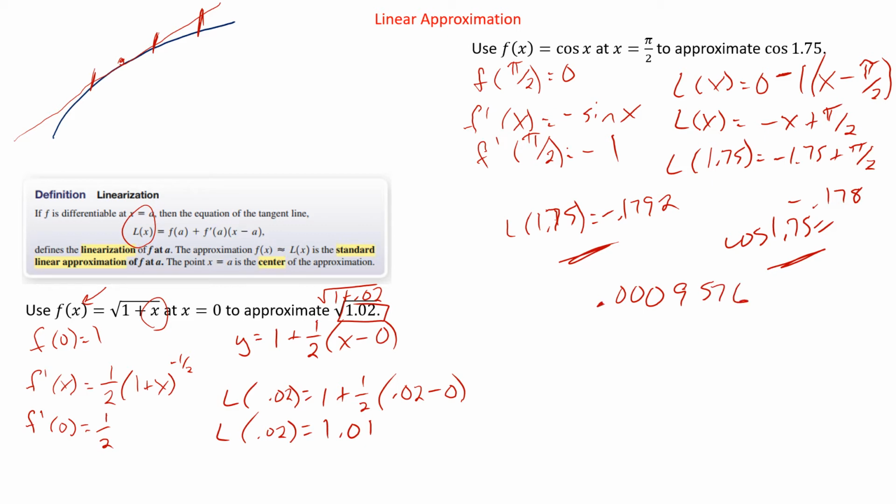So in practical applications, do we need to be closer than that? Probably not. That seems like a pretty slim margin of error. So that's how close we can get. And the 1.75 and the pi over 2 aren't even particularly close together. Pi over 2 is 1.57, so they're almost 0.2 away from each other. And yet those values are still super close. So the linearization provides a really good estimate.